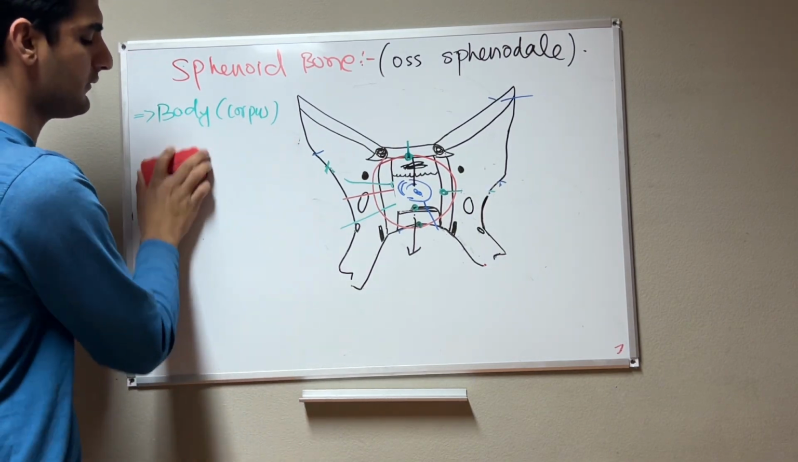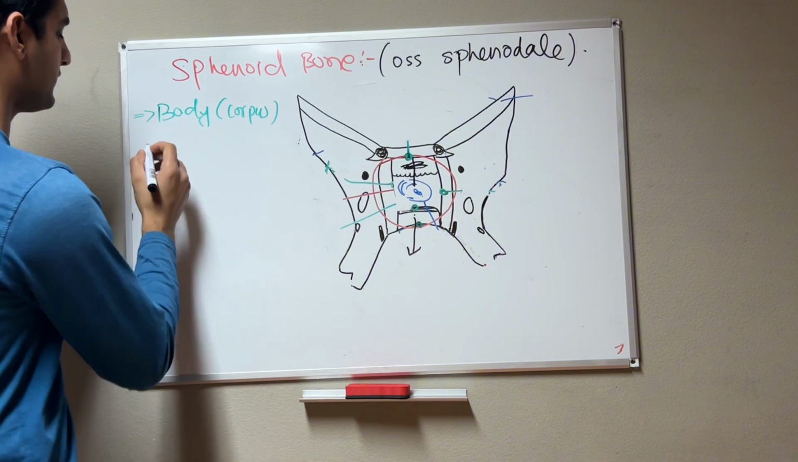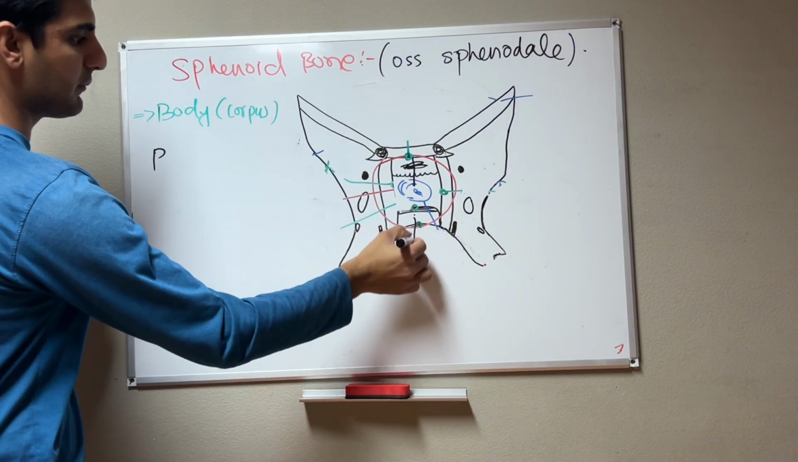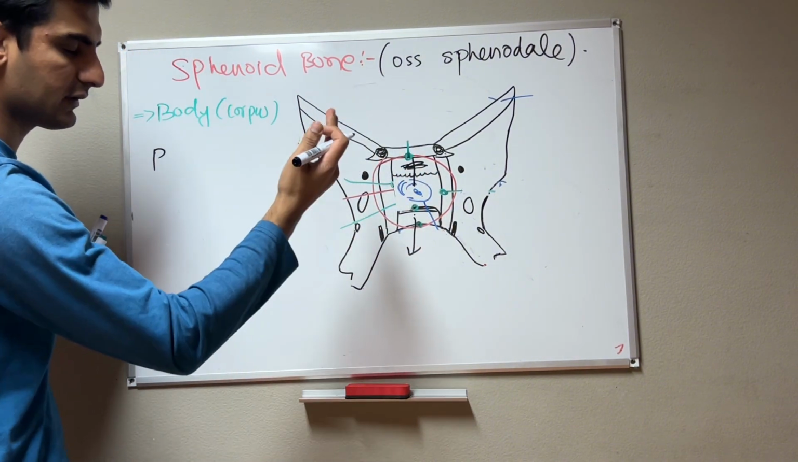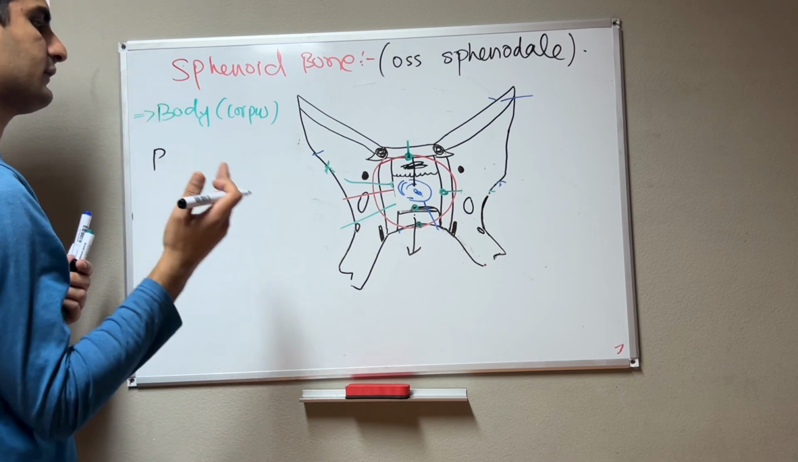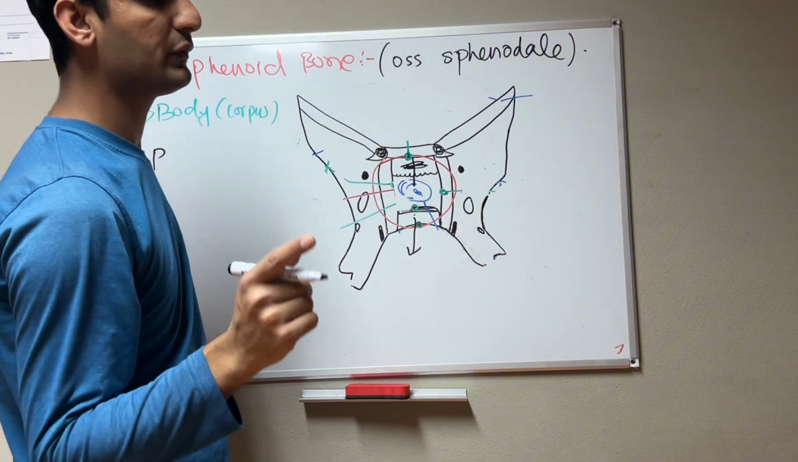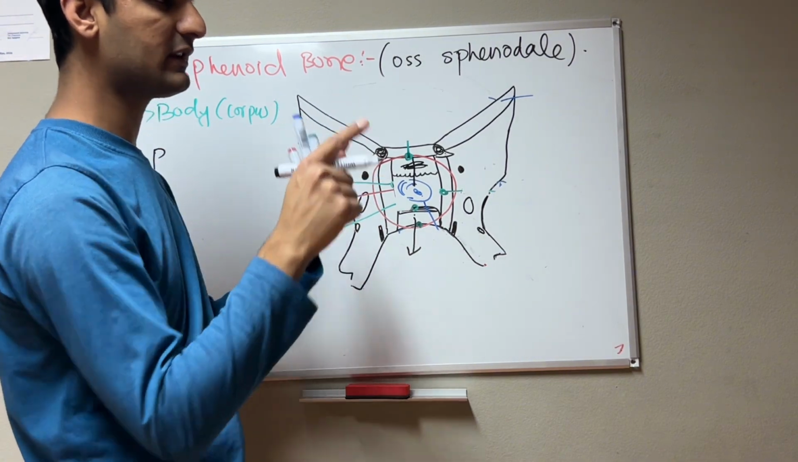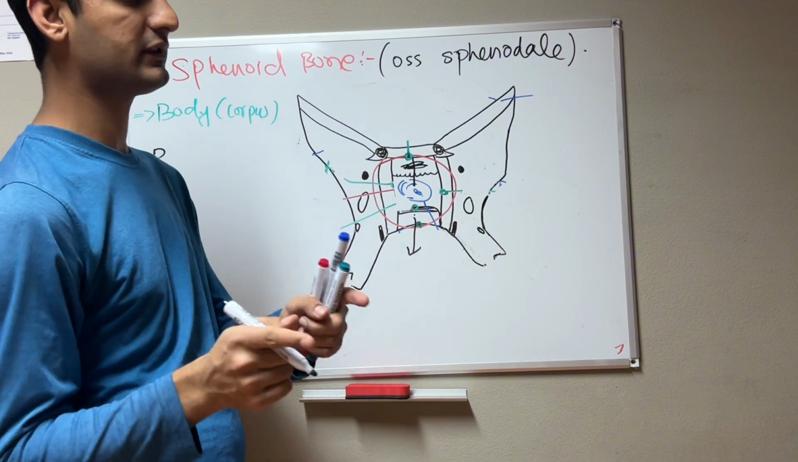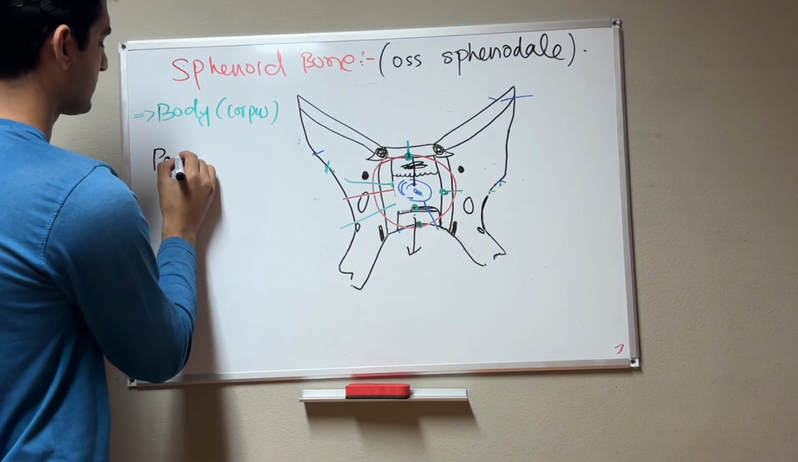The next surface we have is the posterior surface. This is the back side, and the anterior is the front side. At the back side, as we discussed in the occipital bone, there is the basilar part, and this basilar part connects with the posterior surface of the sphenoid bone.